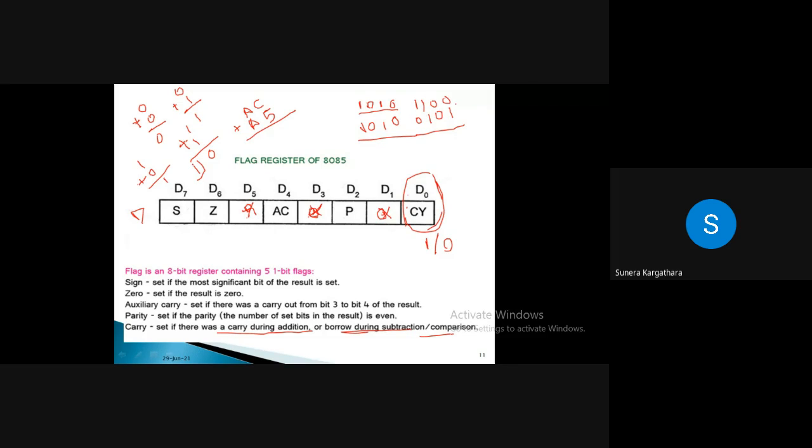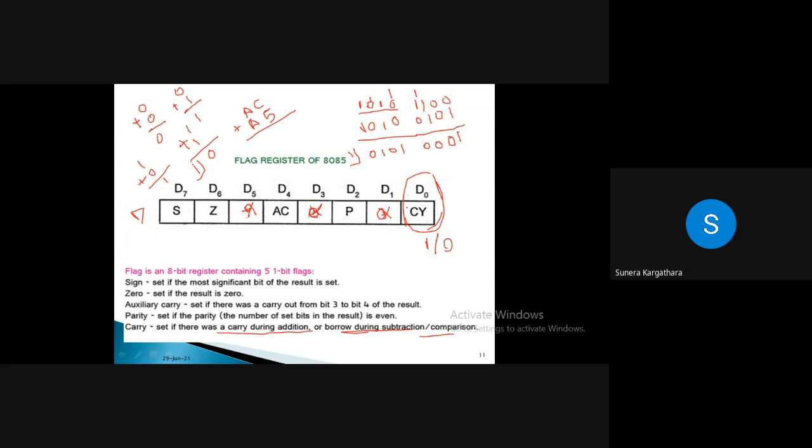Now apply the same logic: 0 plus 1 is 1, 0 plus 0 is 0, 1 plus 1 is 0 and a carry is generated. Then 1 plus 1 is 0 with carry 1, very good. 1, 1, 1, 0, 1, 1, 1, 0, 0, and the carry is 1.